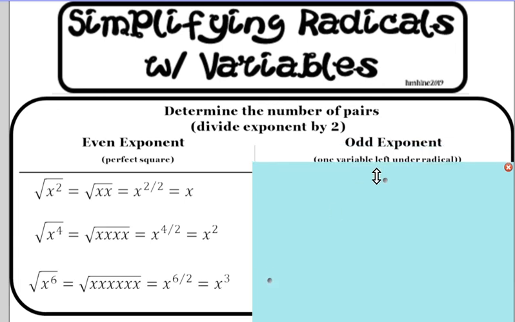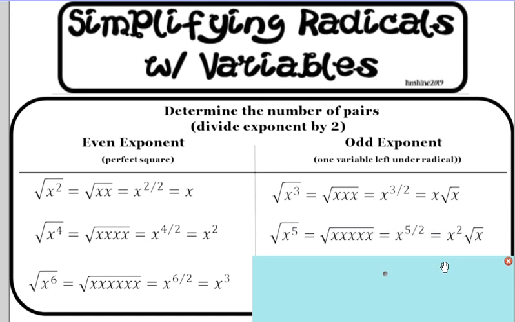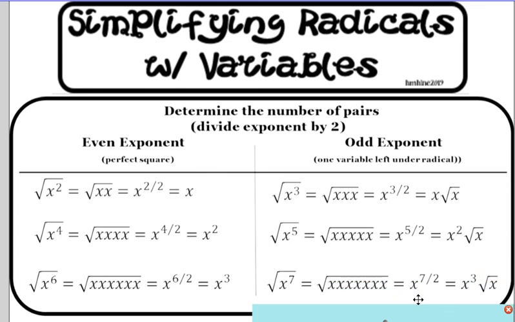Now when we have an odd exponent, we're going to leave one variable left under the radical. So here we have the square root of x cubed, so we take the exponent 3 divided by 2, 1 goes out, 1 pair, and 1 variable stays underneath. X to the 5th, we divide by 2, so that's 2 with 1 left over, meaning 2 pairs come out, and 1 variable left over. And x to the 7th, 7 divided by 2 is 3 with 1 left over.